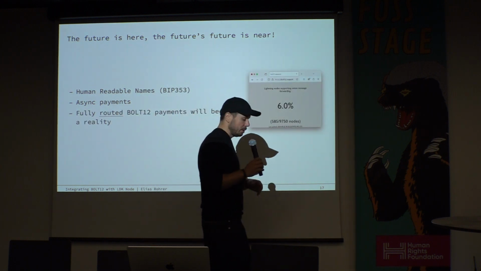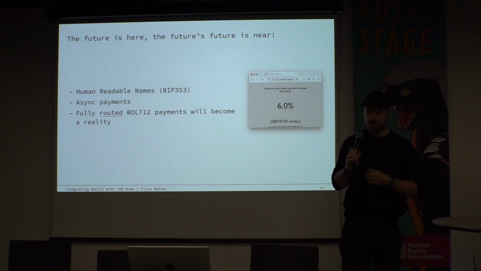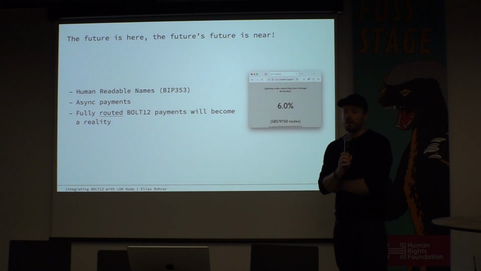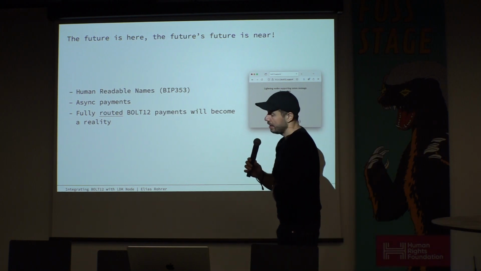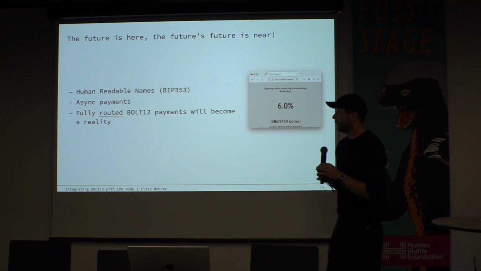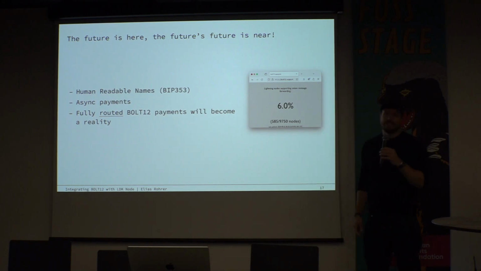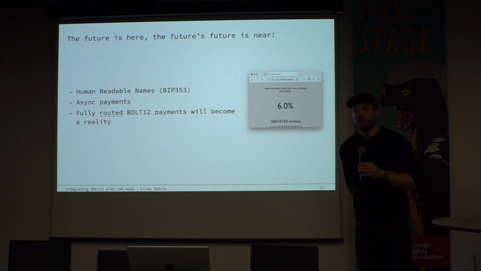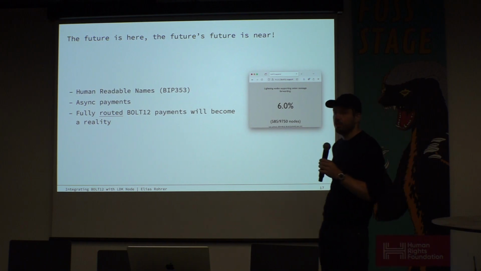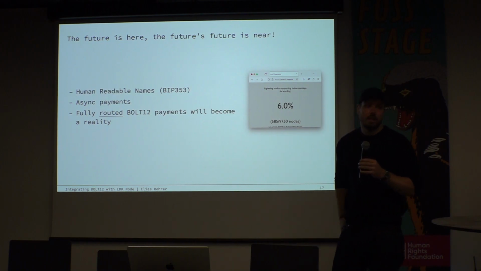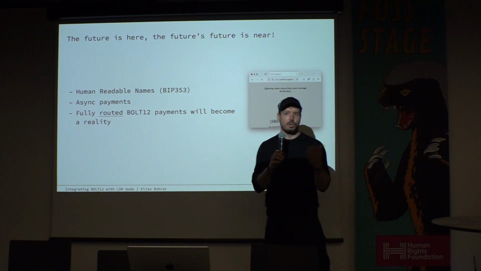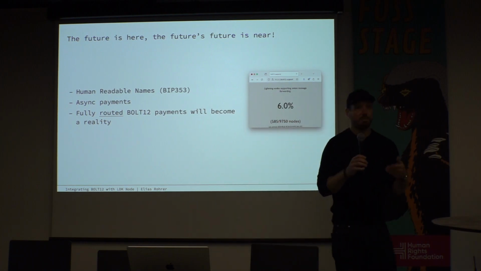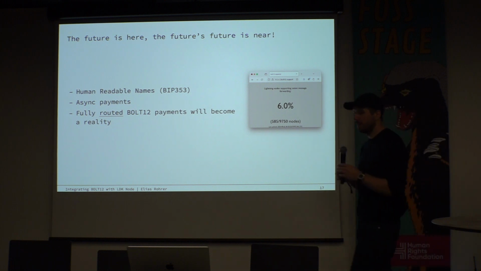And finally, coming back to the note of forwarding or routed BOLT12 payments, these will be coming in the future, as currently around 6% of the forwarding nodes in the network have onion message forwarding enabled. CLN currently, it's an experimental feature, you have to enable it, so I encourage you, if you run a CLN node, please enable onion message forwarding.